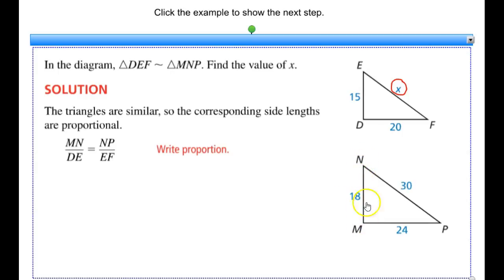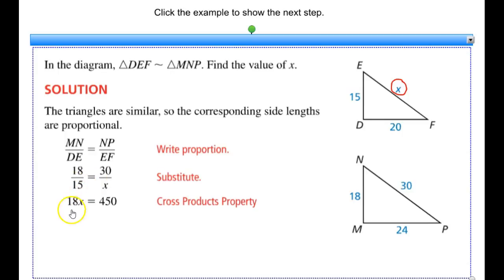So I know MN, and I know ED, and those are my corresponding sides. And then I'm going to use the side that's missing as part of my proportion. So then I substitute what I know. I know the length of MN, and I know the length of ED, and then I also know the length of EF. So now I plug in what I know, and then I cross multiply. Because when I have two fractions and I want to get my x by itself, I cross multiply, which ends up giving me 18x equals 450.